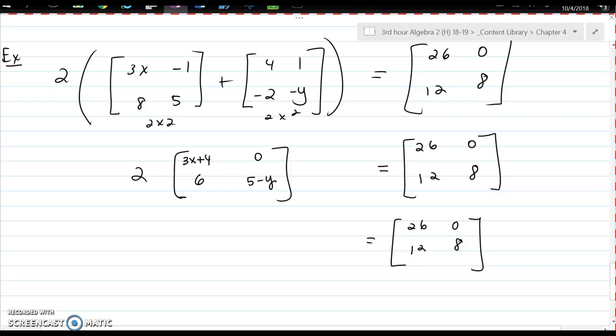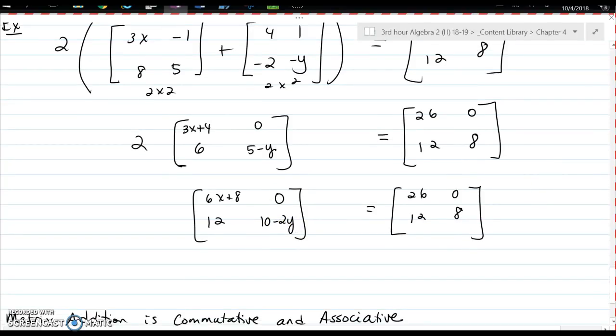I'm going to multiply the matrix on the left side by a scalar of 2. So I'm going to multiply every entry by 2. So I'm going to say 6x plus 8. That's my first entry. My next entry is 2 times 0, so that would be 0. Then I'm going to go across the second row. 2 times 6 is 12, and then 2 times 5 minus y would be 10 minus 2y. So what I've done is I've simplified both sides so that I end up with one matrix equals one matrix, and that's what we want.